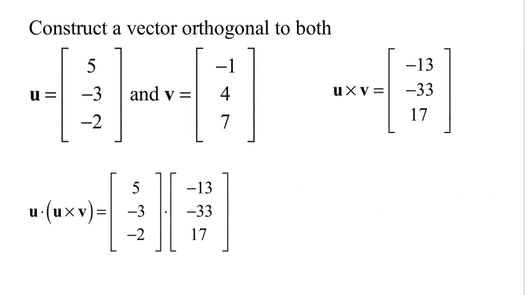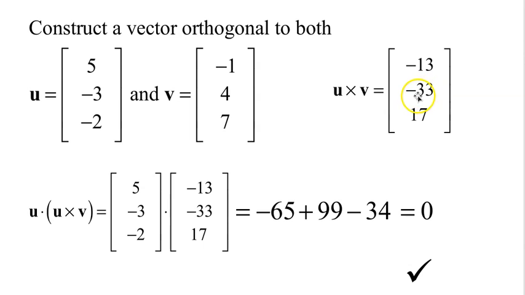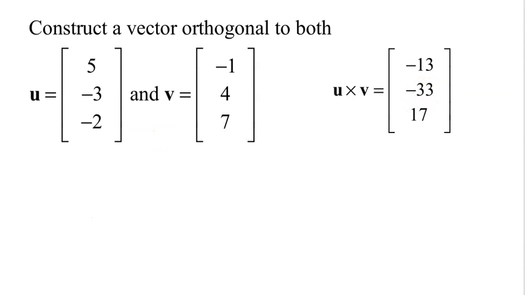Do a quick check. What do we get with u dot product with u cross v? Negative 65 plus 99 minus 34. That indeed is 0. So that checks. And let's try v dot product with u cross v. Again, we hope that we get an answer of 0.